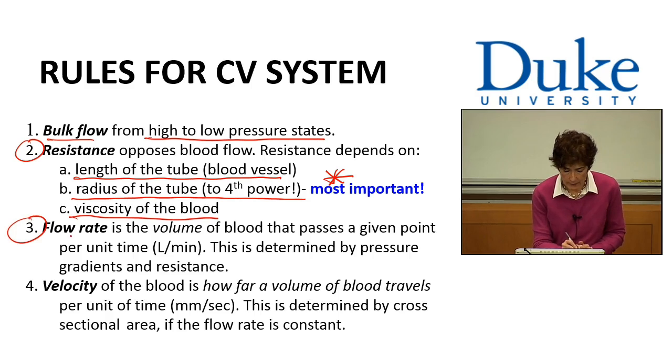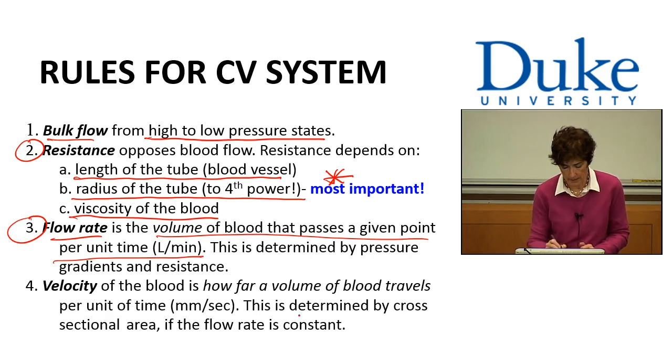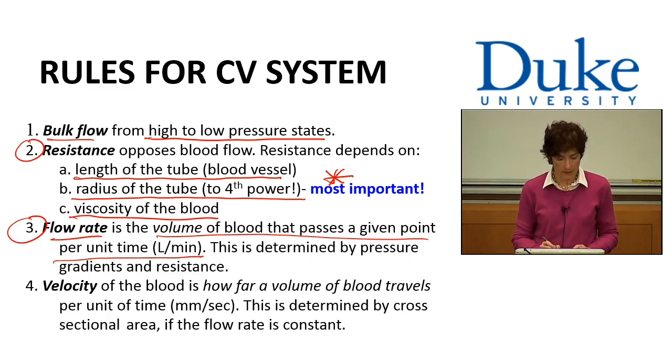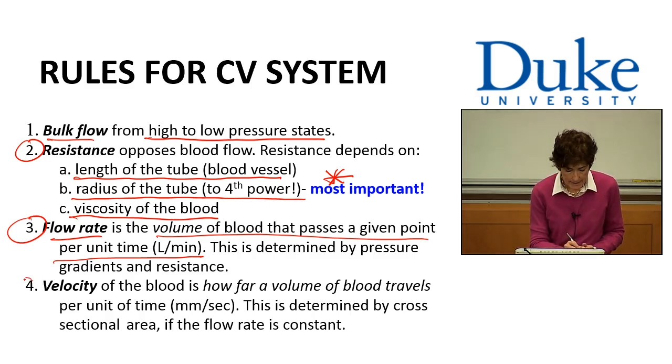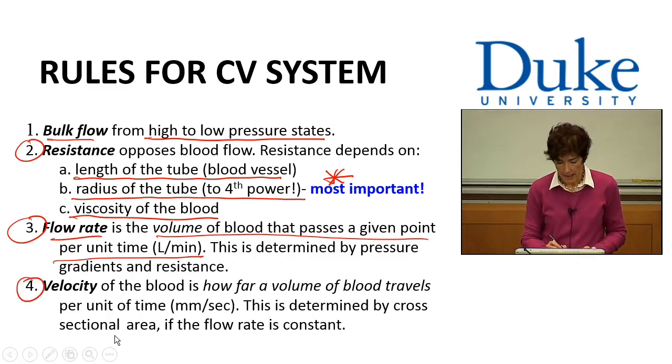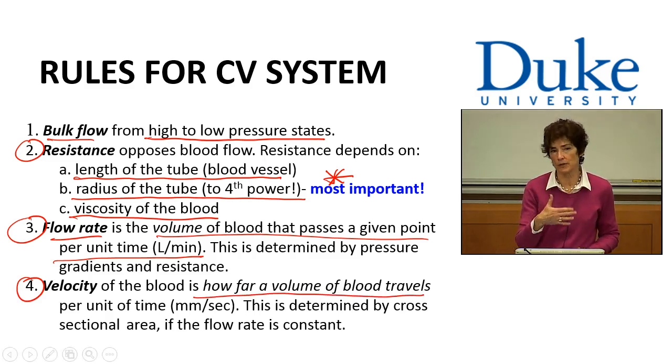The third thing that we have to think about is flow rate, and that is simply the volume of blood that passes through a given point per unit time. This is liters per minute, and this will be determined by the pressure gradients and by the resistance within an area. And last, we'll have the velocity of the blood, and this is how far the volume of blood travels per unit time. This is in millimeters per second.